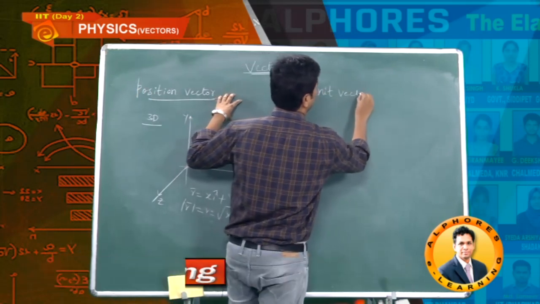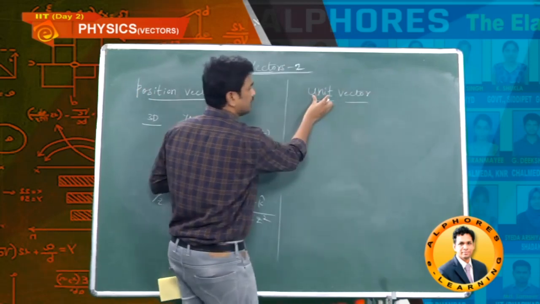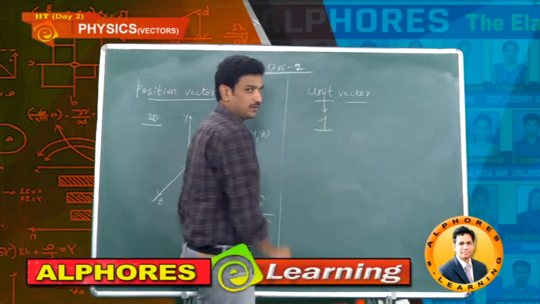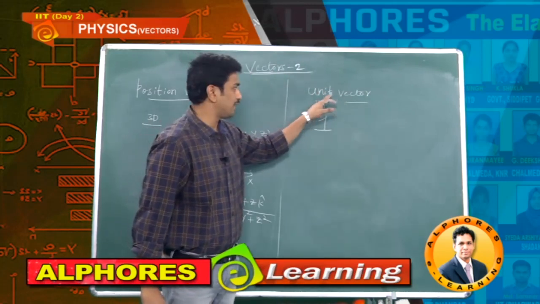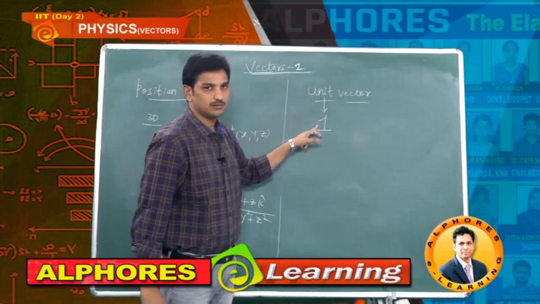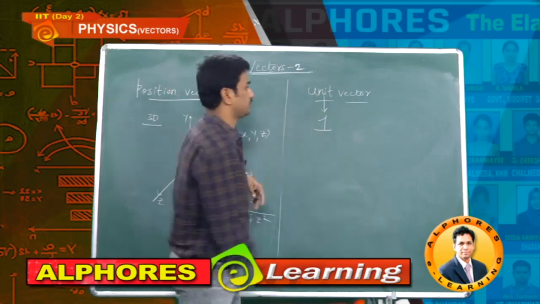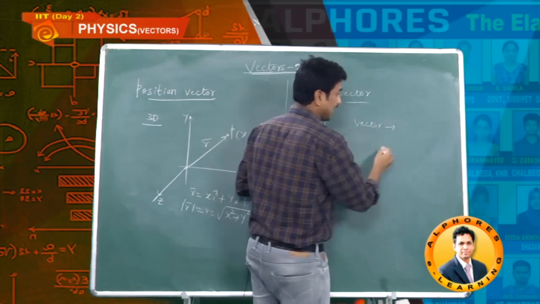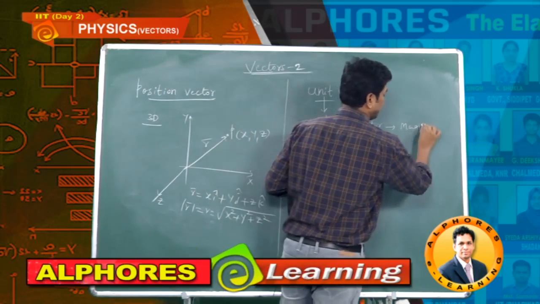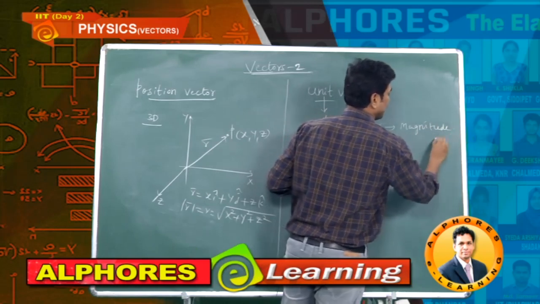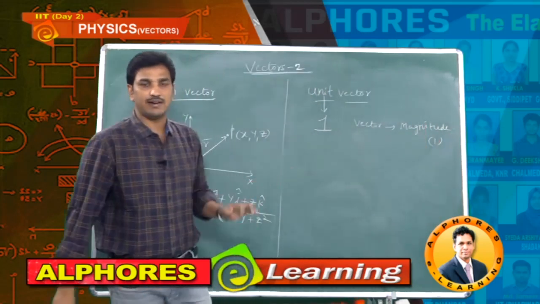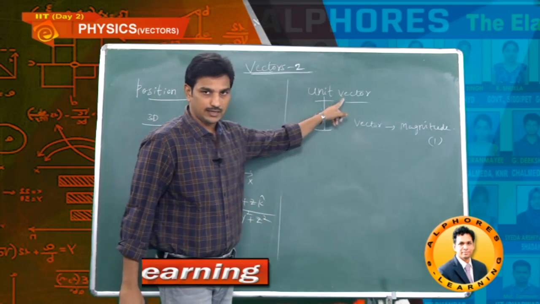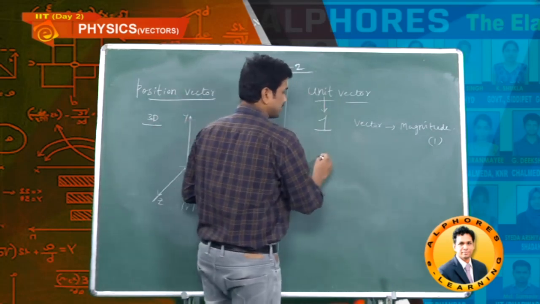Unit vector. Unit is 1. A vector having magnitude unit or 1, that vector is called a unit vector. What is that? A vector having magnitude how much? 1. Any vector having magnitude 1 is a unit vector. I will show you different examples.